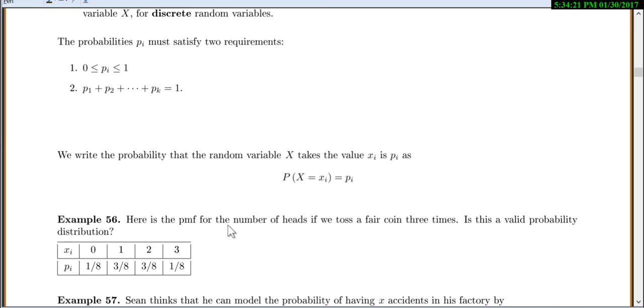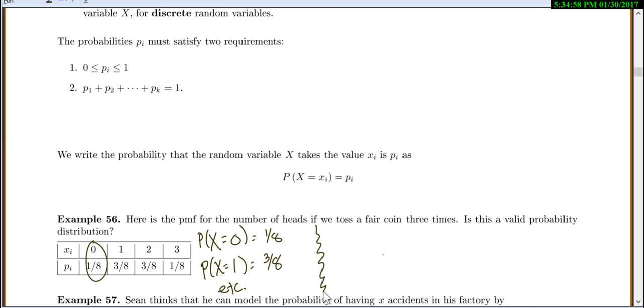So here's the PMF for the number of heads if we toss a fair coin 3 times. I just rewrote this down here. Is this a valid probability distribution? As you look at it, you'll notice I say xi, pi. Those are notations. This is the probability that capital X equals 0 is equal to 1/8. So the specific x value is 0, and the specific probability is 1/8. Or the probability that x equals 1 is 3/8. That's what it actually looks like in your actual notation.